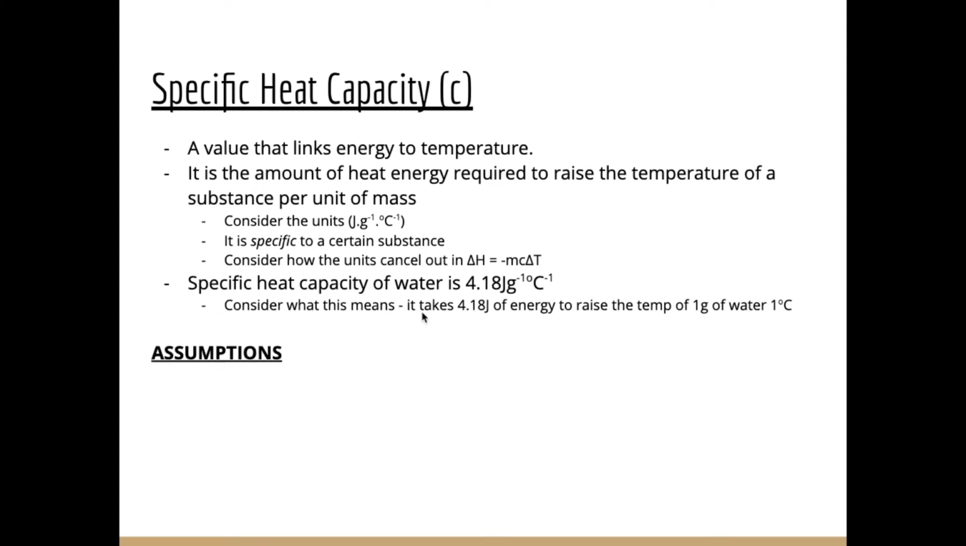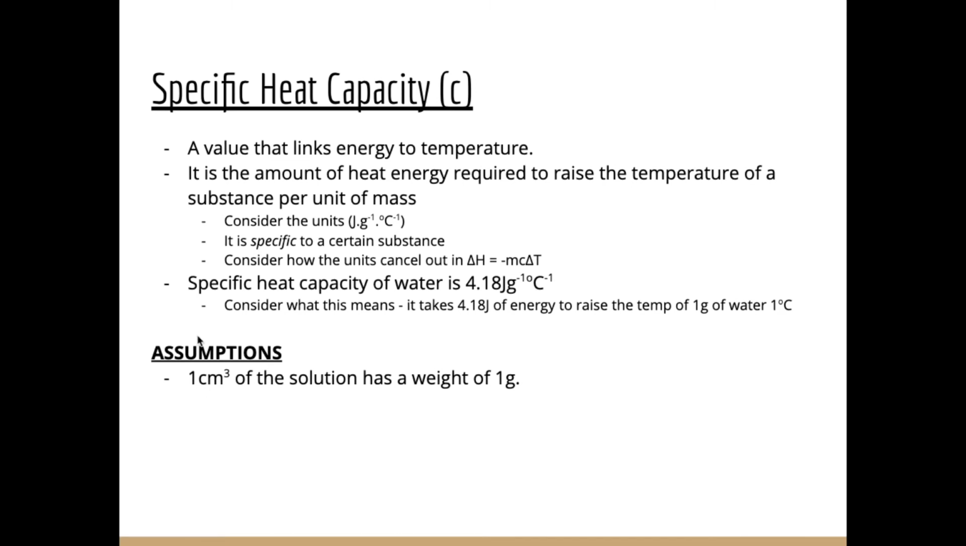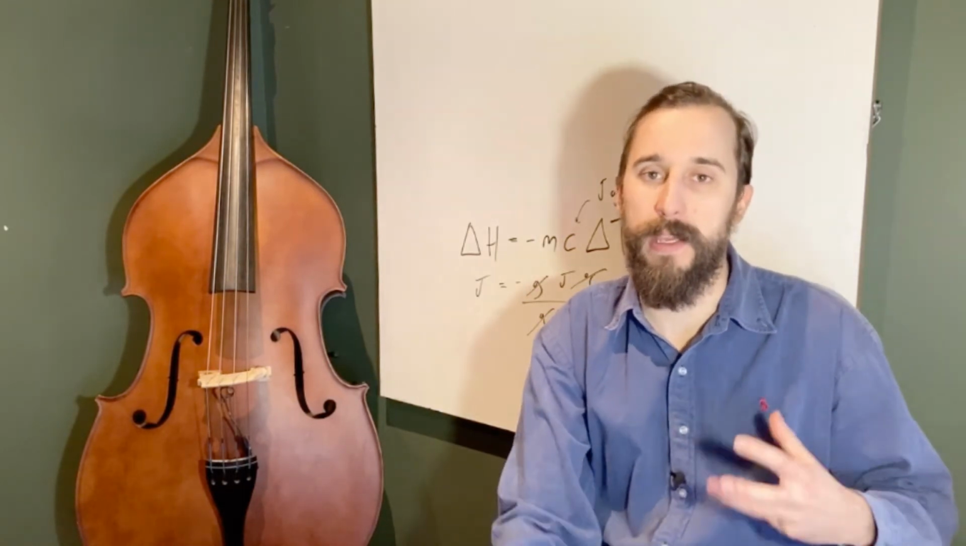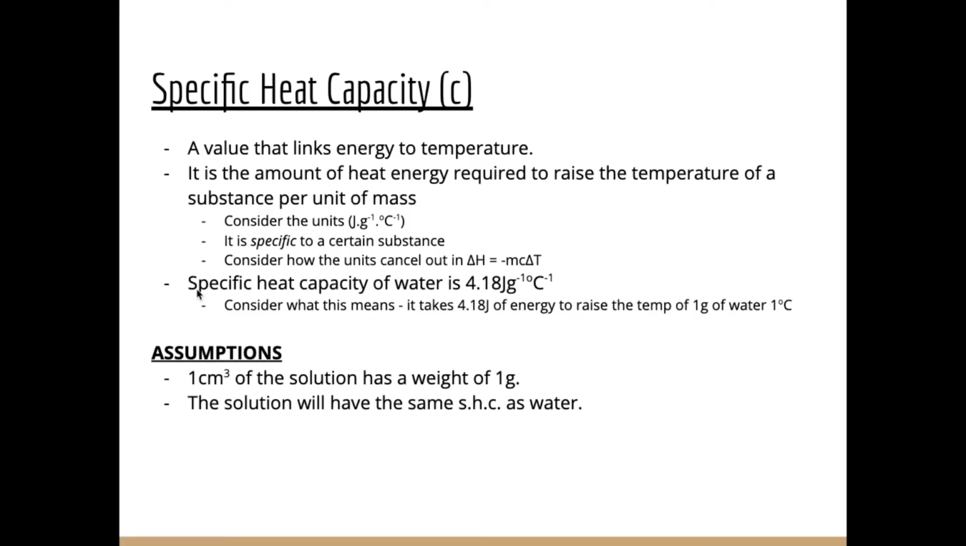So there are a few assumptions that we're making here. Number one is that 1 centimeter cubed of the solution does have a weight of 1 gram. So our reaction's been taking place in water, we're just assuming that 1 centimeter cubed of our solution will be the same weight as 1 centimeter cubed of water, which is 1 gram. And then we're also assuming that 4.18 will be the specific heat capacity of our solution, even though if we have a substance dissolved in water, it could potentially change that value a little bit. We're just using that value as the closest possible value that we have.